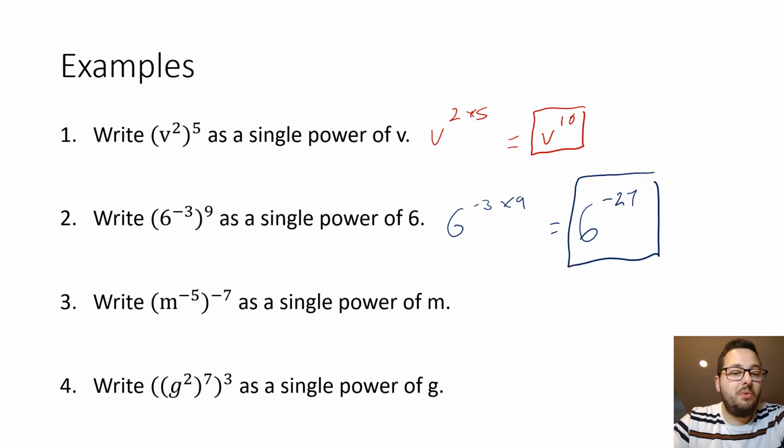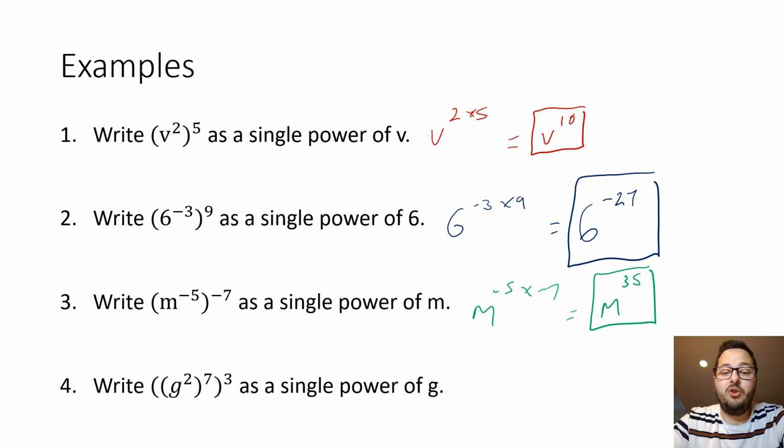Okay, next one, we want to write m to the minus 5 to the power of minus 7 as a single power of m. So that's going to be m to the power of minus 5 times minus 7. Two minuses make a plus, so this is going to be m to the power of plus 35.